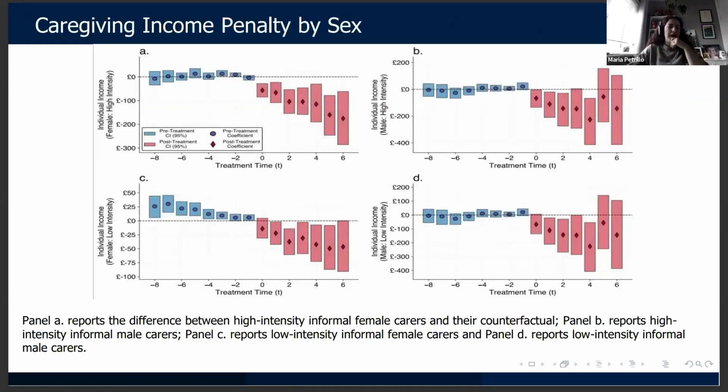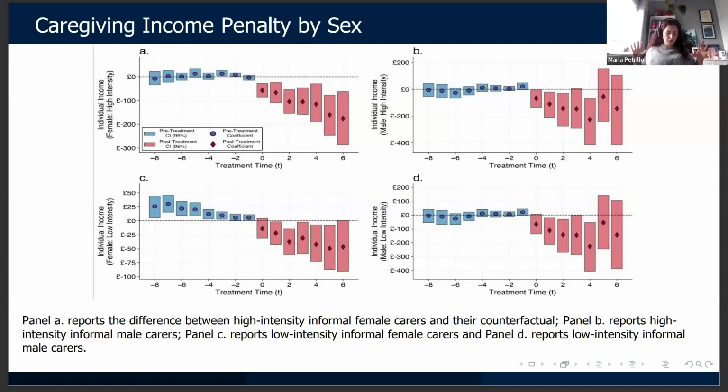So those are the results for the study and the analysis that compares women and men. So replicate the same exercise, one time for women, one time for men. As you can see on the left-hand side, panel A and C, we have individual income for high-intensity female and low-intensity female. While on the right-hand side, we have panel B and D, which replicate the analysis on the individual income for male of high intensity and male of low intensity.